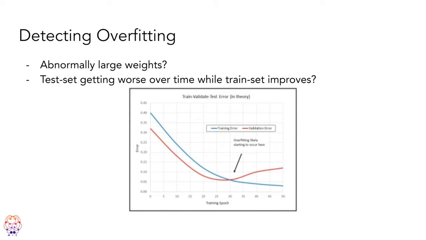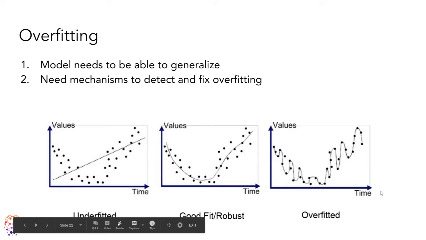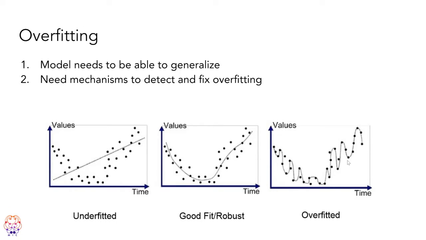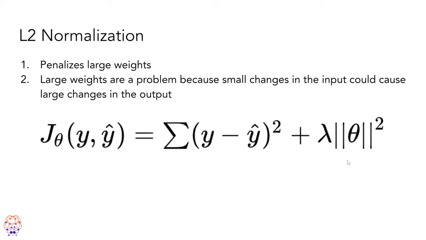Another way of detecting overfitting is if your weights are abnormally large. If you have really large parameters, then you might get this fluctuation in your function because they're very sensitive. So that leads us into L2 normalization.